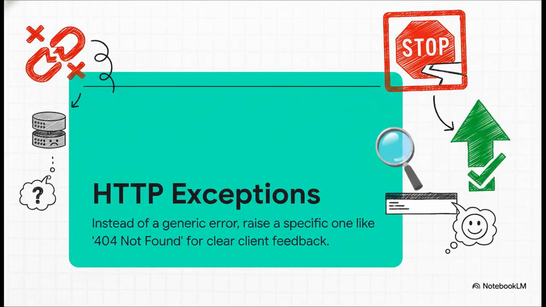Okay, but what happens if a user asks for an item that just isn't there, like /items/99? Sending back some generic server error is, well, it's totally useless.